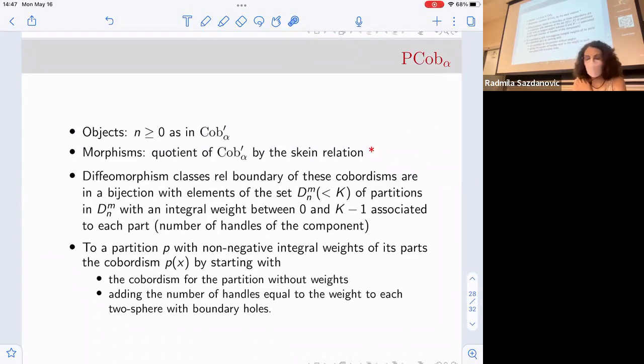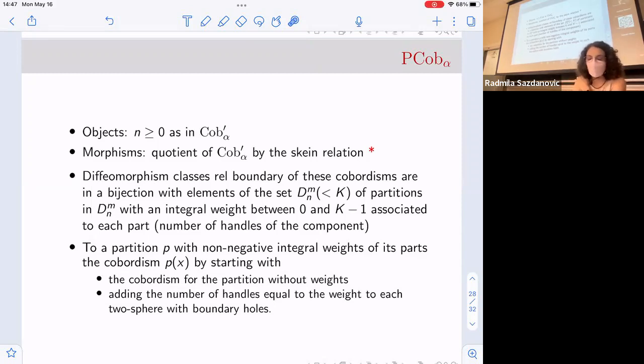which has the same objects as Cob alpha prime, but the morphisms are different. So the morphisms, again, we're going to take all the morphisms in Cob alpha prime, and we're going to quotient out by the skein relation. And again, what that means is that we're going to get something finite dimensional, number one. But also, we can count things differently now. So the combinatorics is changing a little bit.